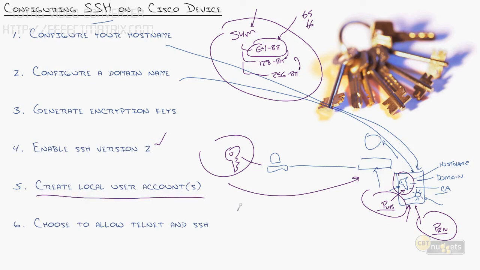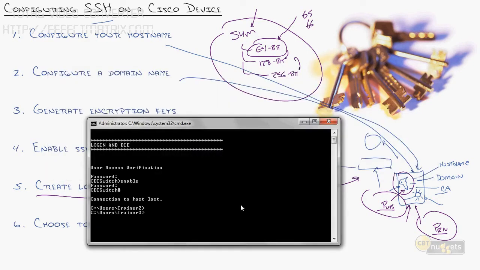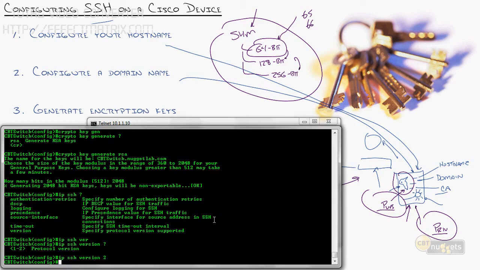Now we create our local user accounts. What's this? Well, SSH, unlike Telnet, relies on a username and a password. Remember, so far when we've been managing our device, I hit telnet, it just says, what's your password? I type in Cisco, and I'm in. I'm able to access the device. Well, SSH requires a username and a password, at least in the Cisco world. So what I need to do is, in global configuration mode, create a user account that I can use for SSH.